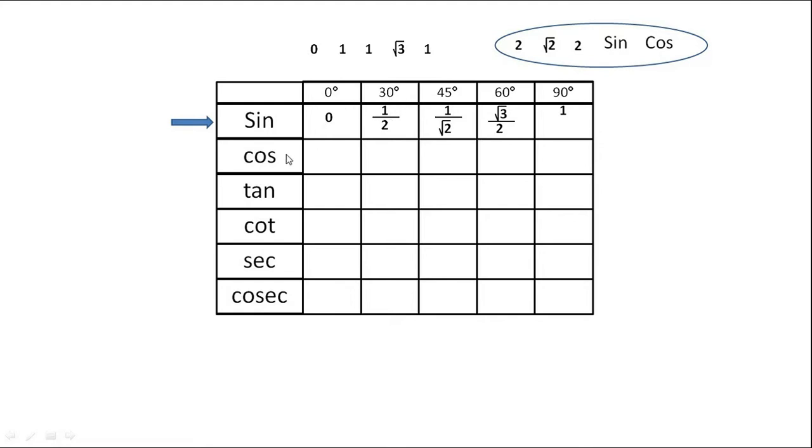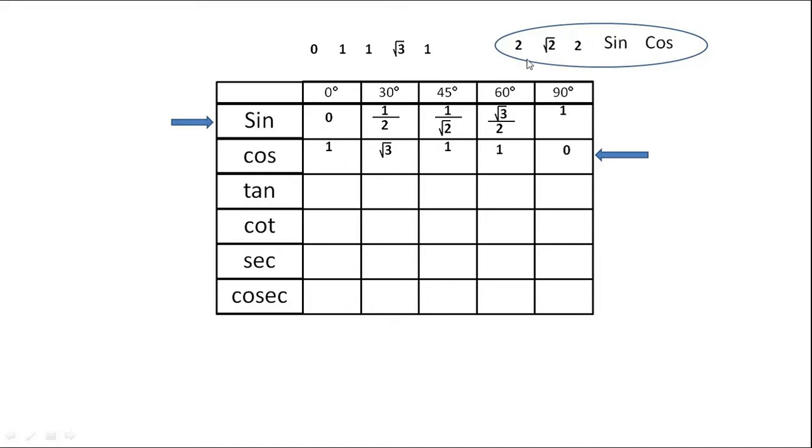Similarly, we will get the values of cos. Now cos, in this case, we will write the sequence from right to left. Here 0, 1, 1, root over 3 and 1. Please be noted that we start the sequence from the right side, and below 90 degree we write 0, 60 degree is 1, 45 degree is 1, 30 degree is root over 3 and 0 degree is 1. That is 0, 1, 1, root over 3 and 1.